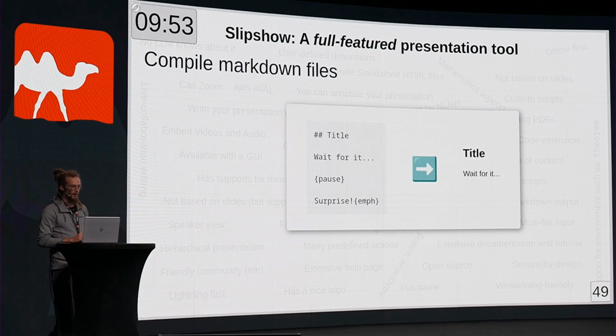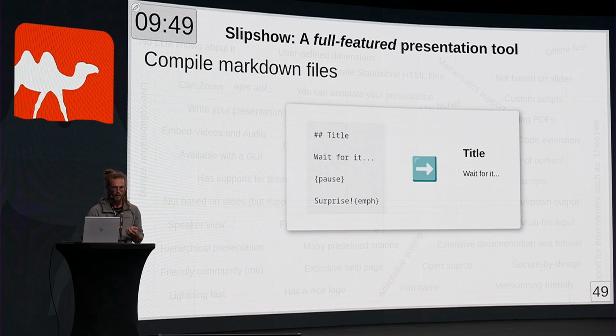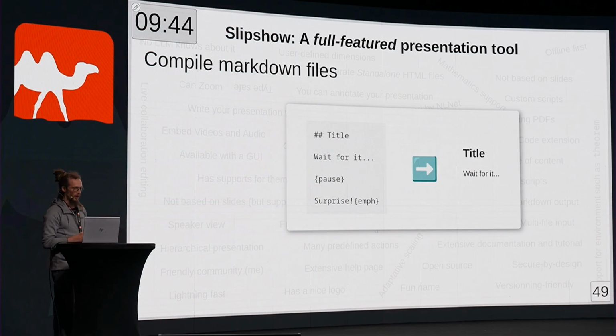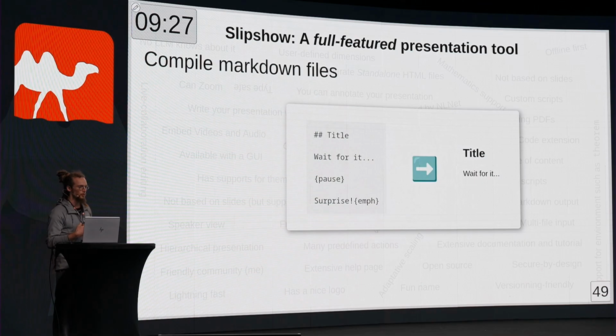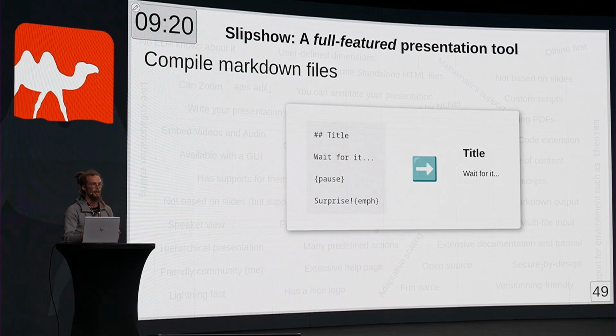So what is Slipshow? It is a compiler that compiles Markdown files into something that can then be viewed. As you can see here, it's regular Markdown, so you have titles and things like that. But you also have some specific annotations, which I will call actions. So here we have two actions: the pause action and the emphasize action. And when we render it, the actions will be executed one by one.